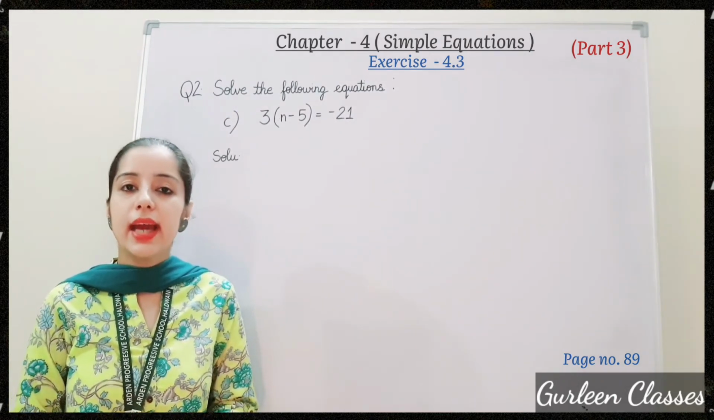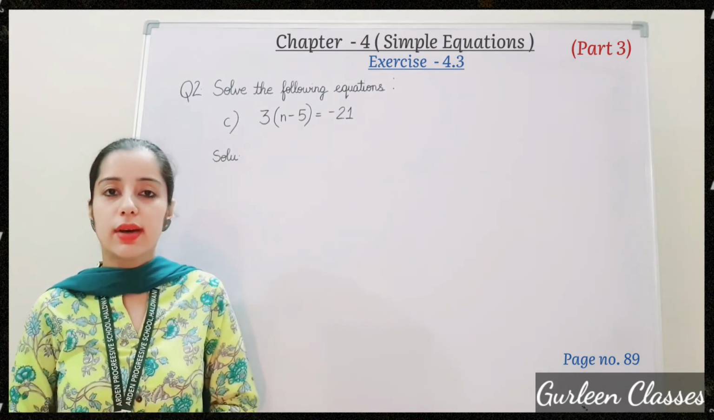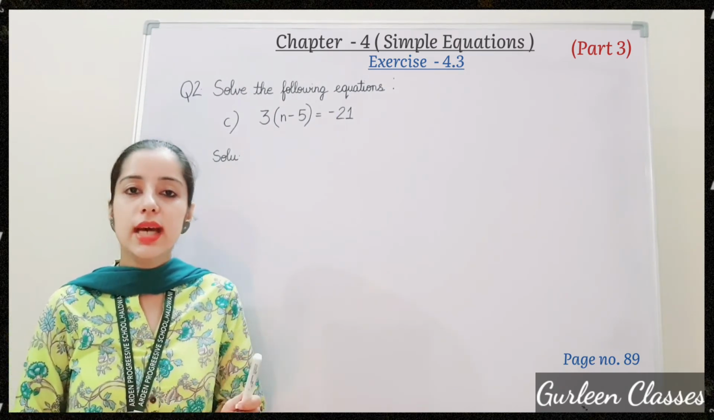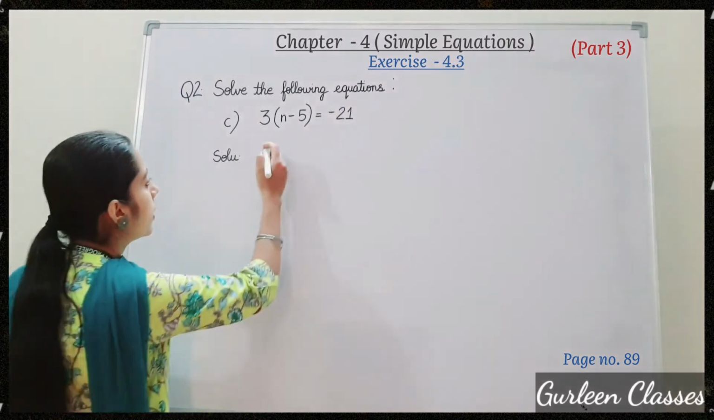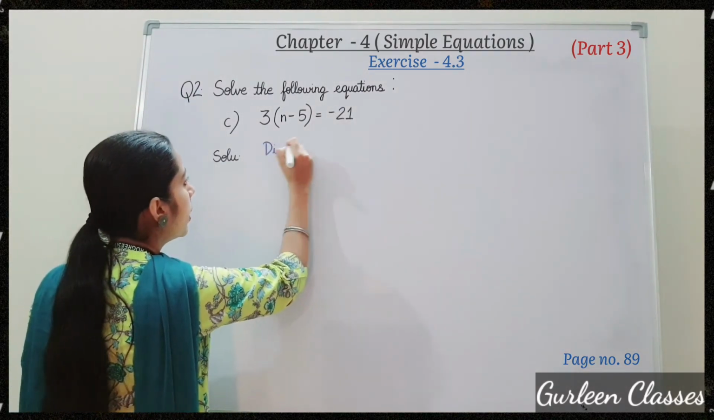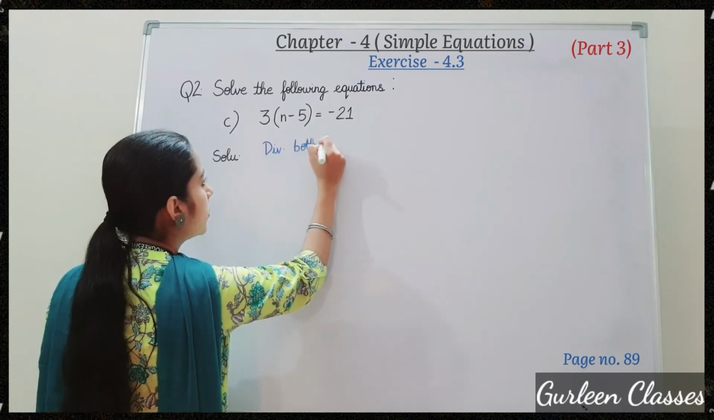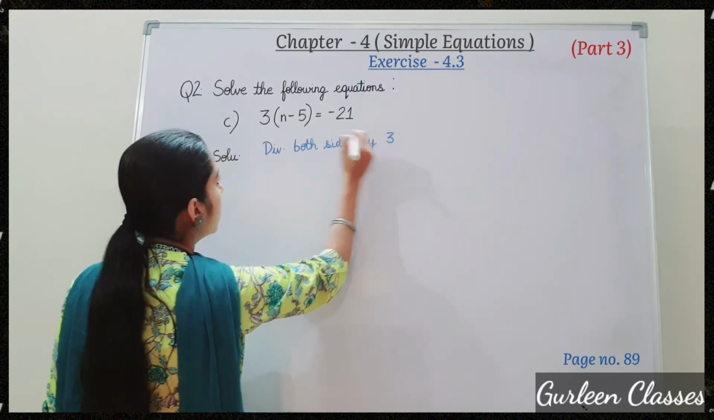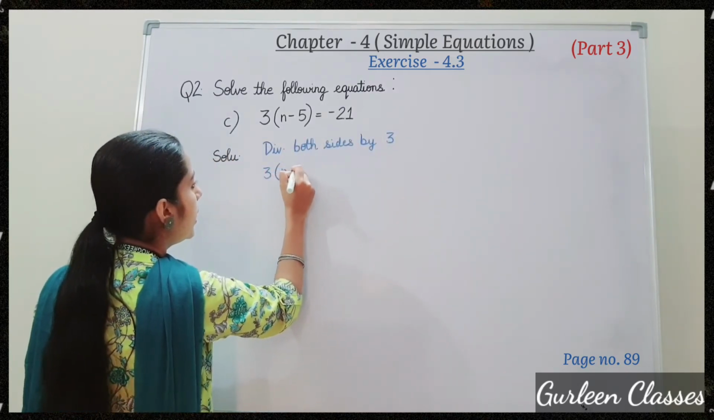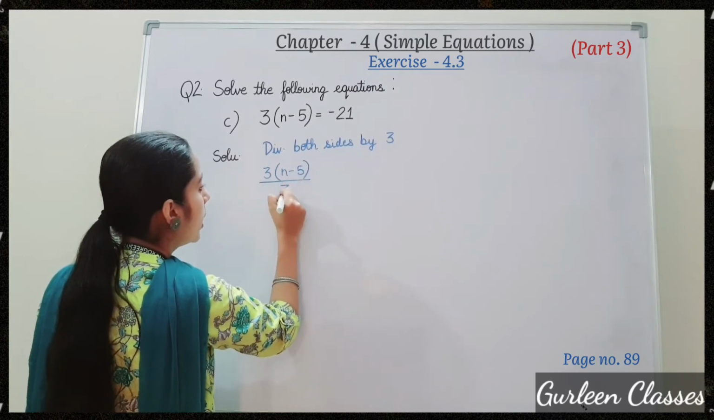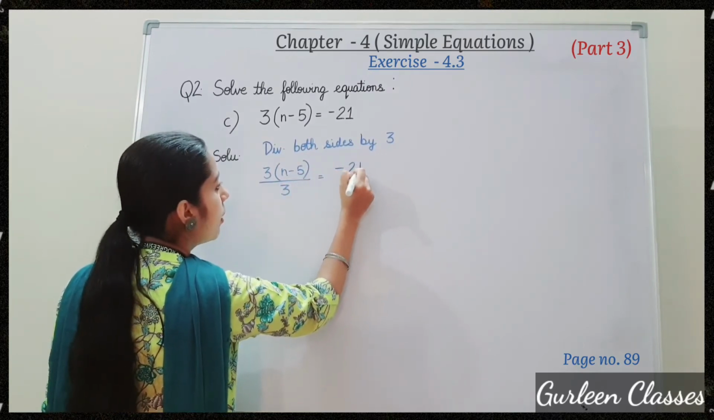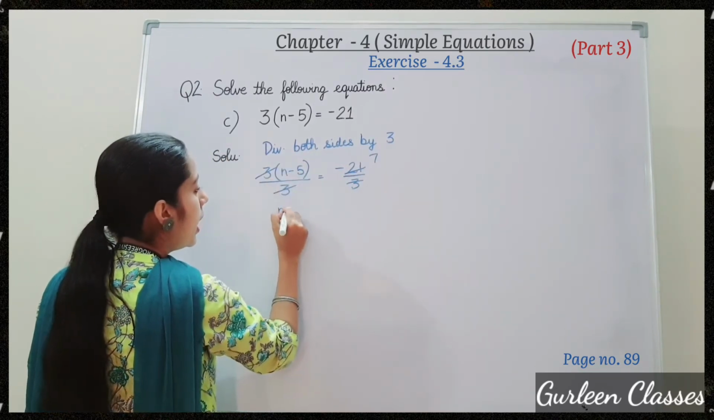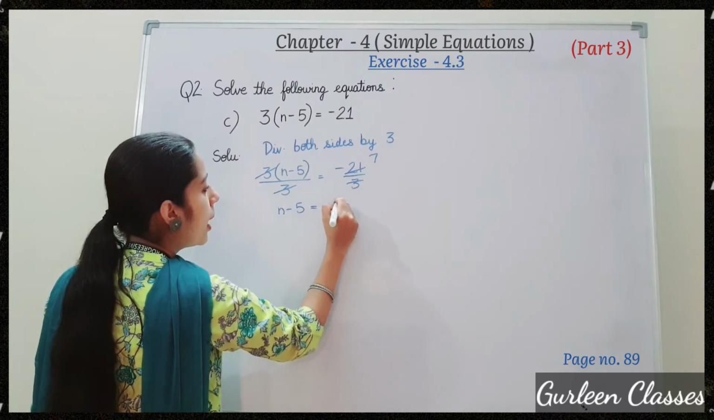C part: 3 bracket n minus 5 is equal to minus 21. So first step is to remove 3 from LHS. So we will divide both the sides by 3. So right here, dividing both sides by 3. So 3 bracket n minus 5 upon 3 is equal to minus 21 upon 3. 3 7s are 21, 3 cancel. n minus 5 is equal to minus 7.